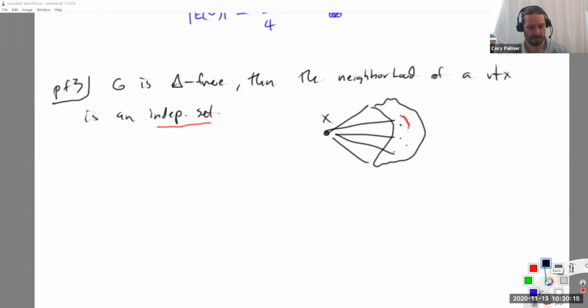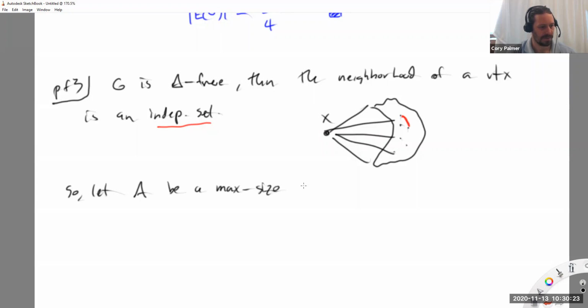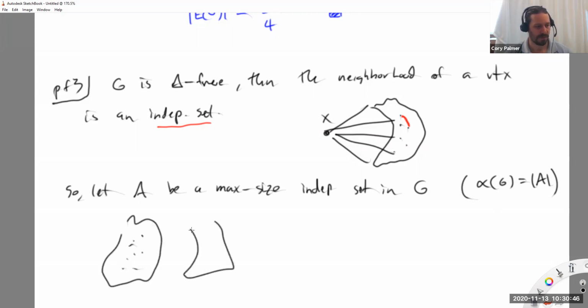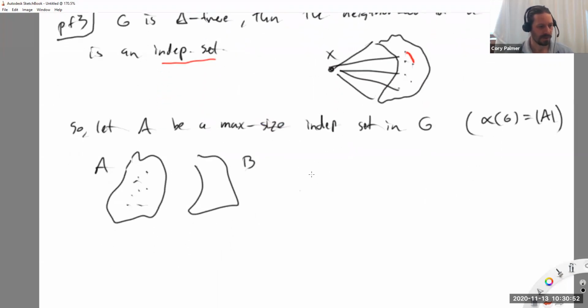So now we're going to do something here. Let A be a max size independent set in G. G is our triangle free graph, so let's grab a large independent set. We don't need this for the proof, but this means that the size of A is alpha of G, the maximum size of an independent set. Let A be it, and look at the picture here. So here's A, and then B is the remaining vertices. So A here is the largest independent set, and B is the rest.